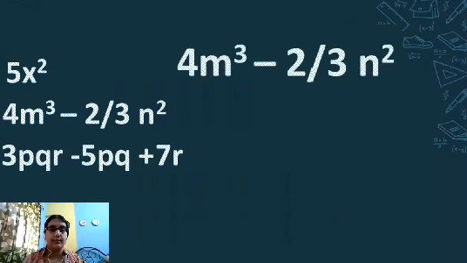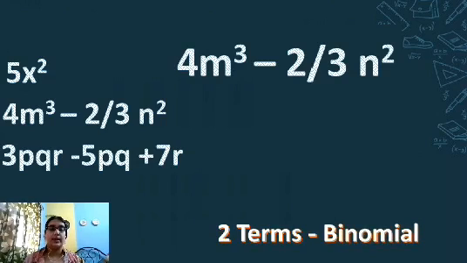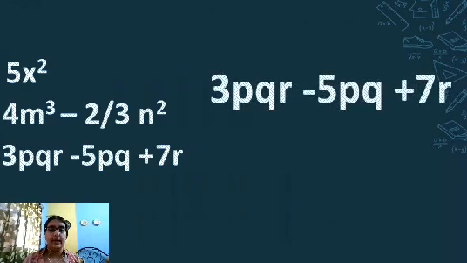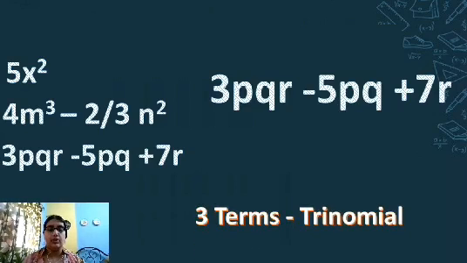Now let us look at another example. 4m cubed minus 2 upon 3n squared. Here we have two terms separated by the subtraction sign. So because two terms are there, this is called a binomial. Looking at the third example, 3pqr minus 5pq plus 7r. Here three terms are separated by the subtraction sign and the addition sign. So this is called a trinomial expression.